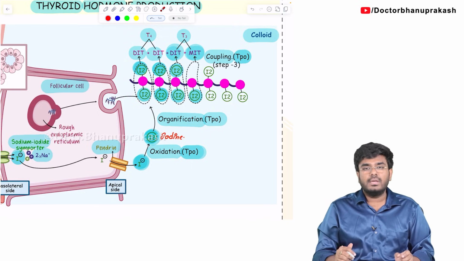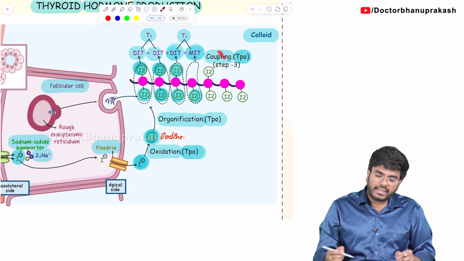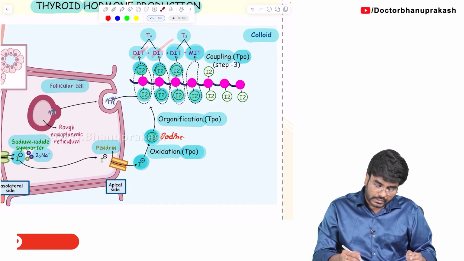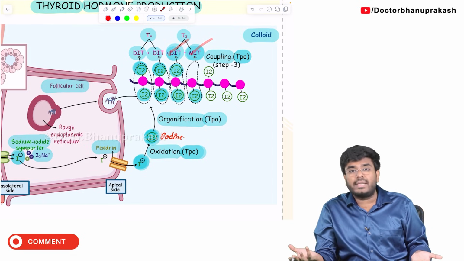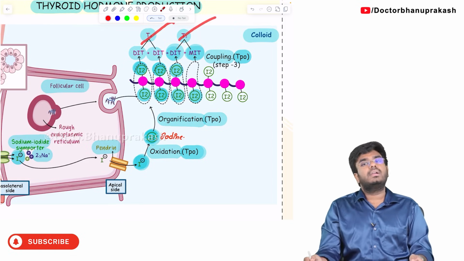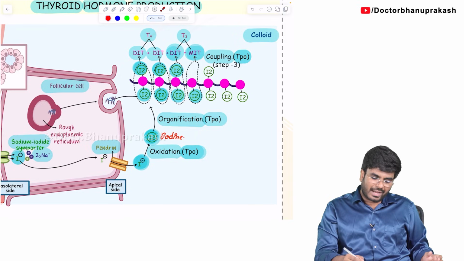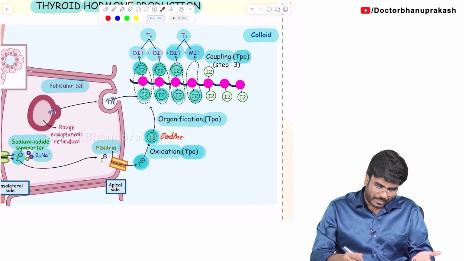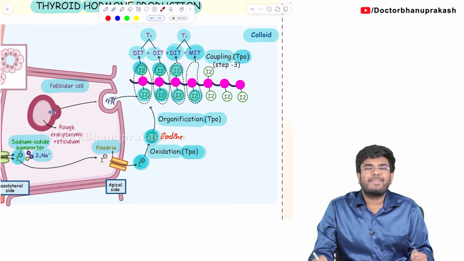That is organification. And what exactly is the coupling? In coupling reaction, the DIT molecule fuses with a DIT molecule, or a DIT molecule can fuse with an MIT molecule, resulting in the formation of T4 and T3. So these are the resultant products, or you can say once they become a couple, these are the babies. This is how T3 and T4 are produced.